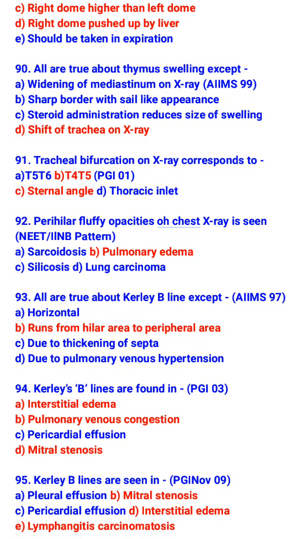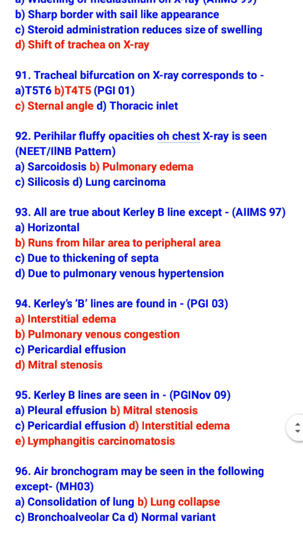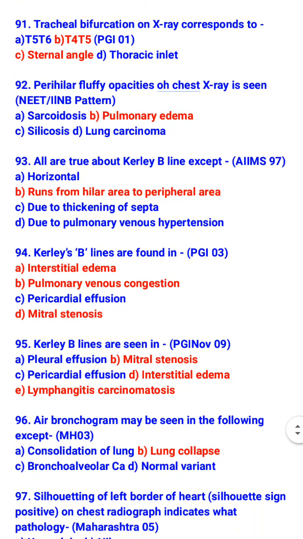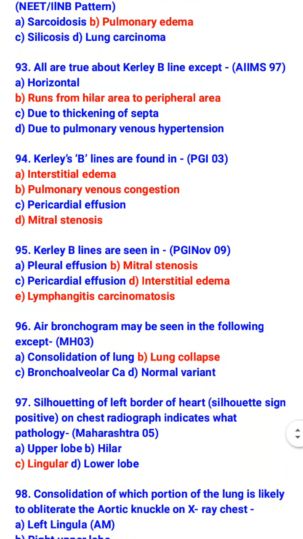All are true about Kerley B lines except it runs from hilar area to peripheral area, which is false. What is true is it is horizontal, due to thickening of septa, and due to pulmonary venous hypertension. Kerley B lines are found in interstitial edema, pulmonary venous congestion, and mitral stenosis. It is not found in pericardial effusion. Kerley B lines are seen in mitral stenosis, interstitial edema, and lymphangitis carcinomatosa.